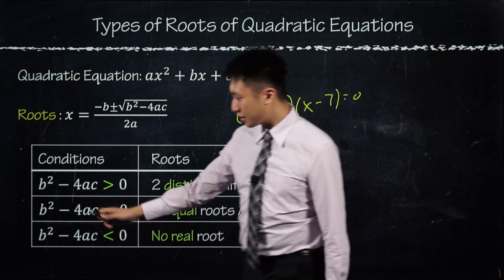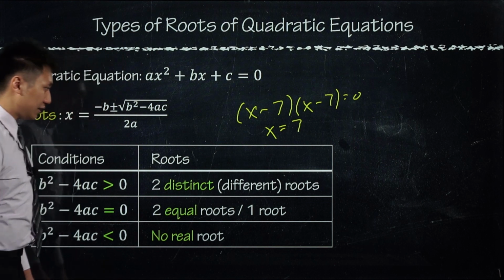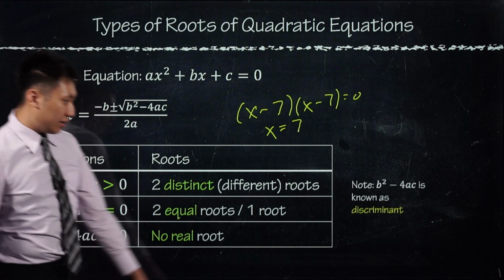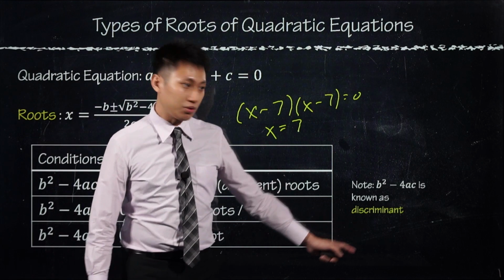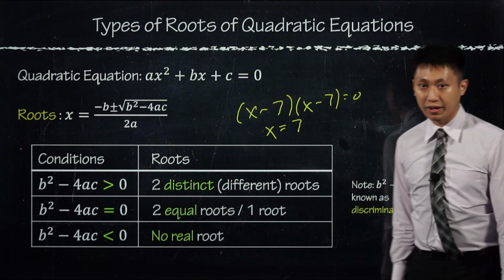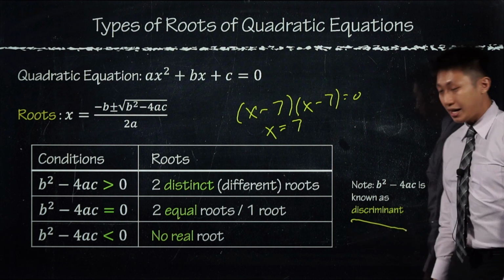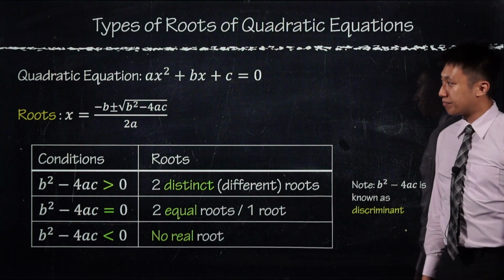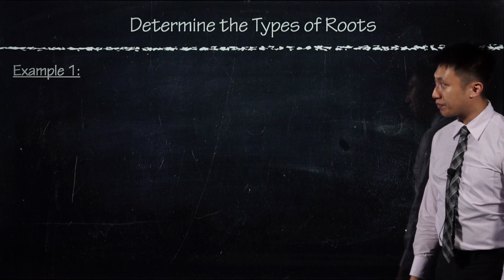Very important: this thing here, b squared minus 4ac, is called the discriminant. So no problem, I'll move on. There's a name for it, and it's good that you know it. Okay, I'll give you an example.